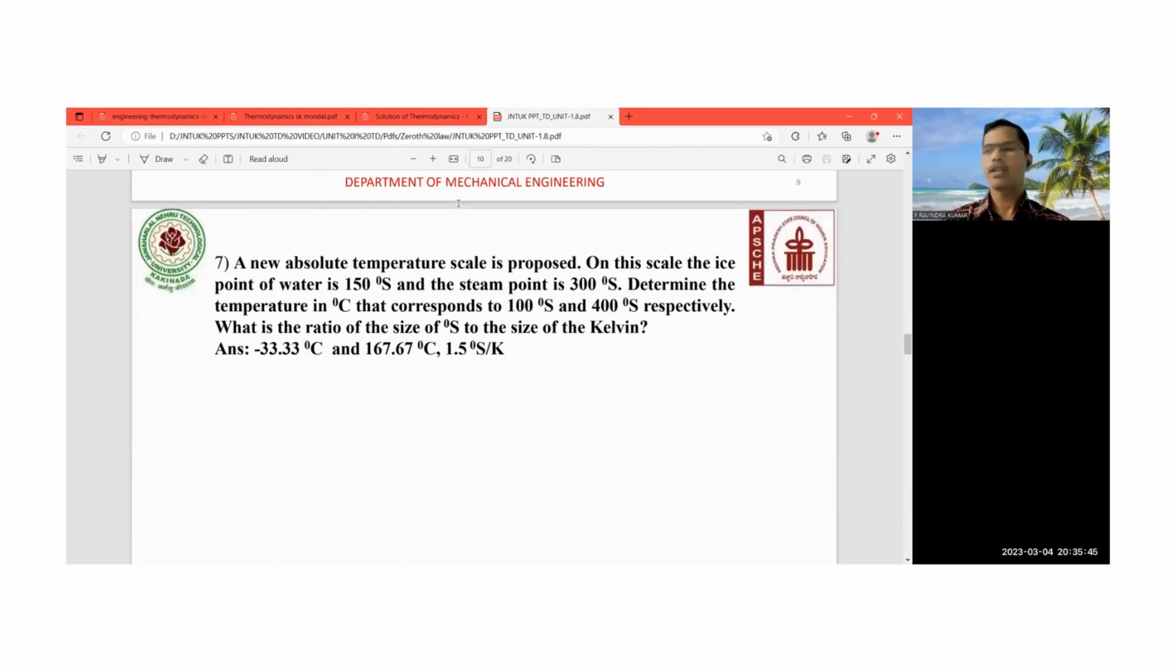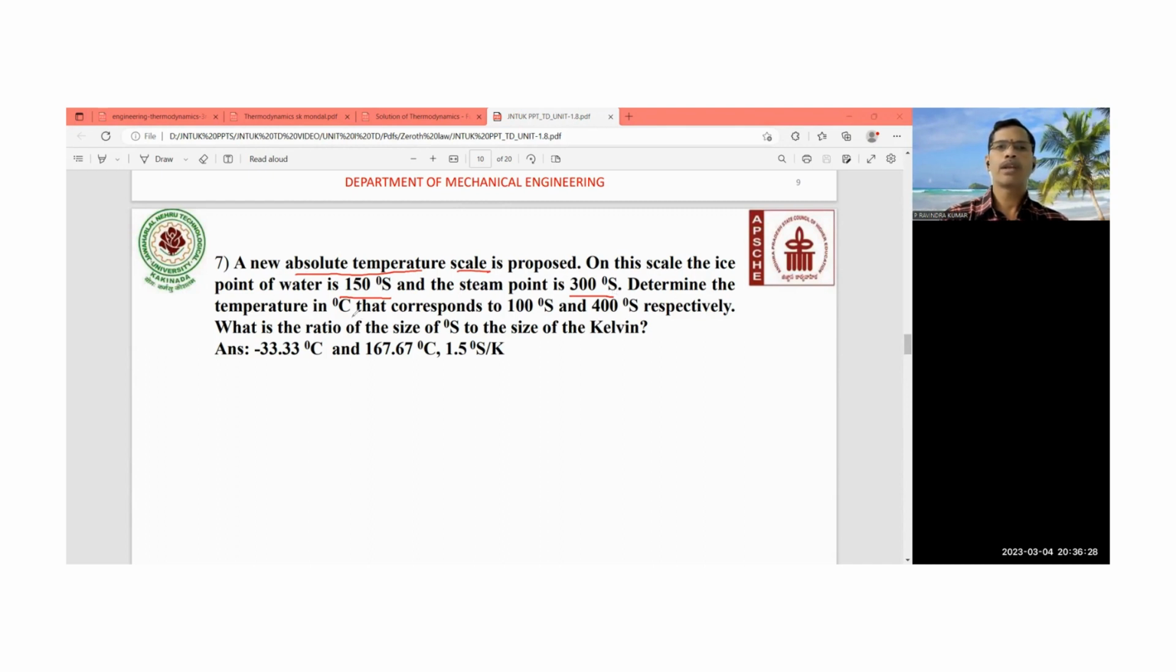Next, there is another problem, in which a new absolute temperature scale is proposed in such a way that on this scale the ice point of water is 150 degrees and the steam point is 300 degrees. Yes, that is a new absolute temperature scale. So the new absolute temperature scale at the ice point is 150 degrees, yes. Steam point is 300 degrees, yes.